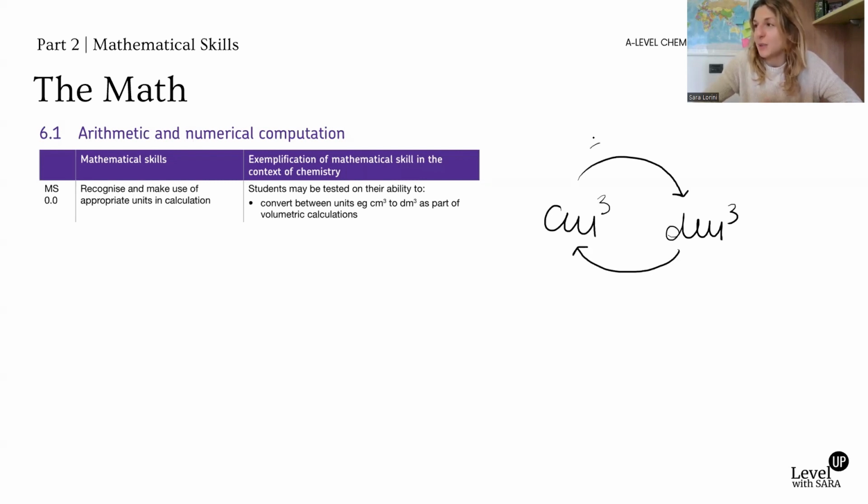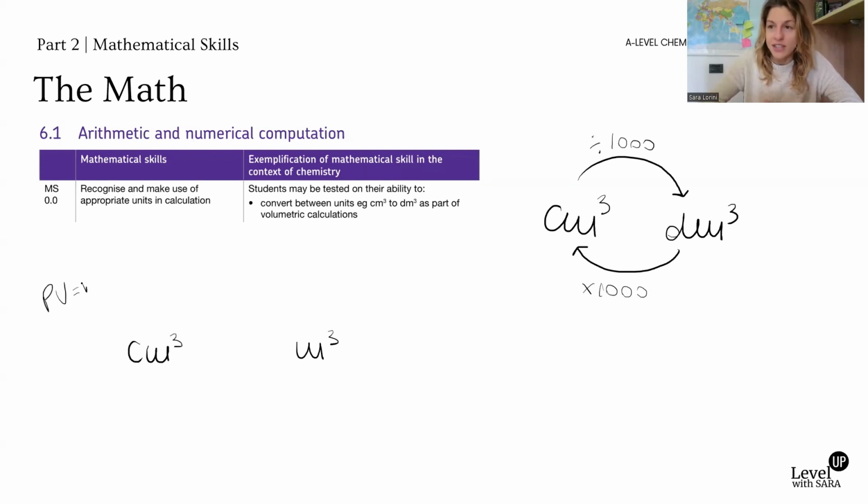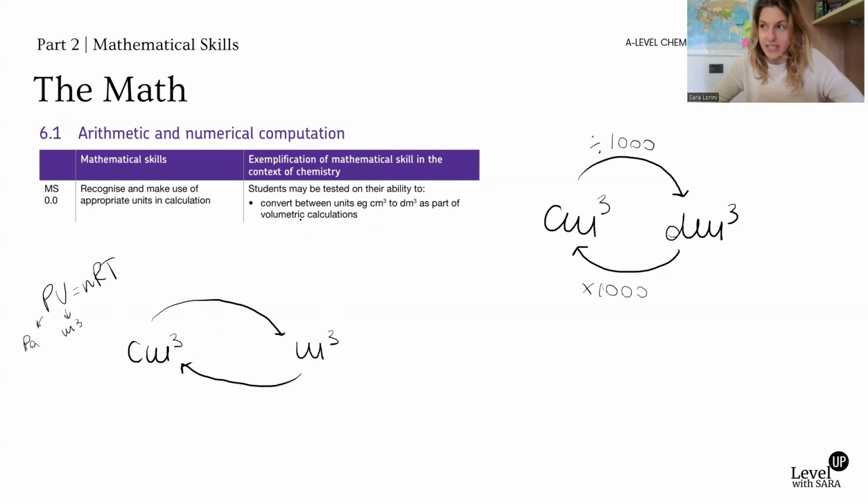Also, writing it like this, I think it's quite nice. Divided by 1,000 one way, times by 1,000 the other way. Okay, I just want to add a point that very often we're asked to convert between meters cubed and centimeters cubed. This is in the PV = nRT gas equation, where if we use pascals as the unit of pressure and meters cubed as the unit of volume, then we are likely to have to convert from centimeters cubed to meters cubed.